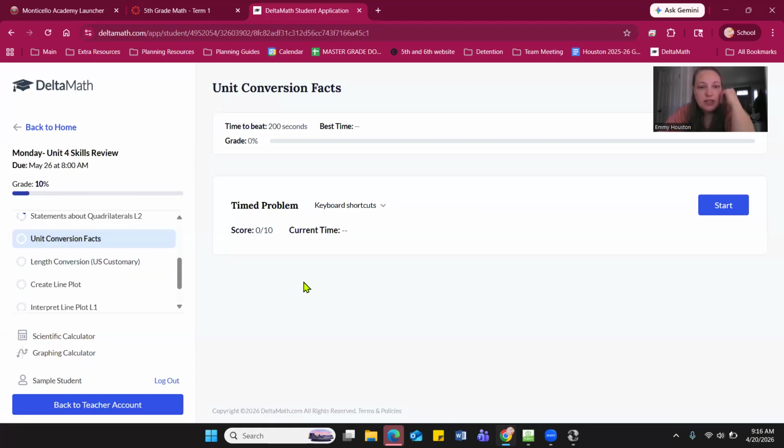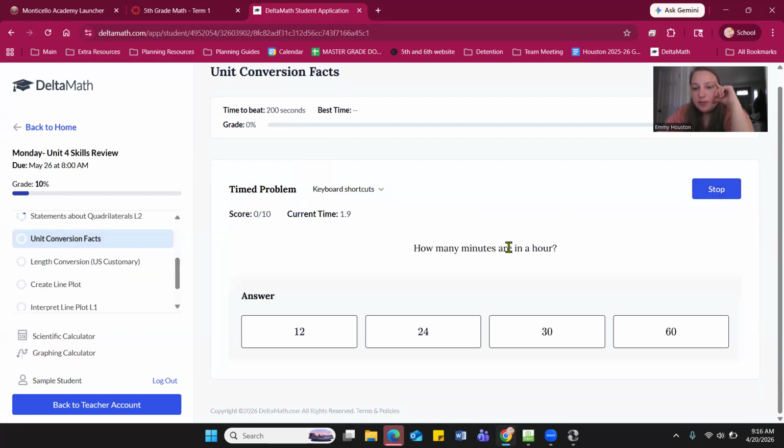This one, we're moving into unit conversions. I gave you extra time on this one. All it is, okay, how many minutes are in an hour? 60. How many hours are in a day? 24. How many days are in a year? 365.